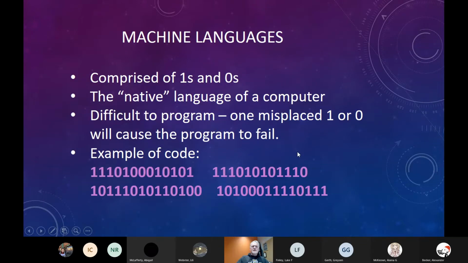All right. The machine languages is something you will never see. You just need to know that it happens. At the very base of the computer, something has to go on with all these ones and zeros. Machine languages are comprised of ones and zeros. It's the native language of the computer. It's all the computer understands. It's difficult to program. I don't know anybody that could do it. I mean, I know some brilliant computer people, but nobody I know can program ones and zeros. One misplaced one or zero will cause the whole thing to fail. And so you can think when you're talking about running a program with a trillion bits and one of them out of order, you can see how difficult this is. So machine language is the lowest level, and it's something that goes on at the very base of computers.